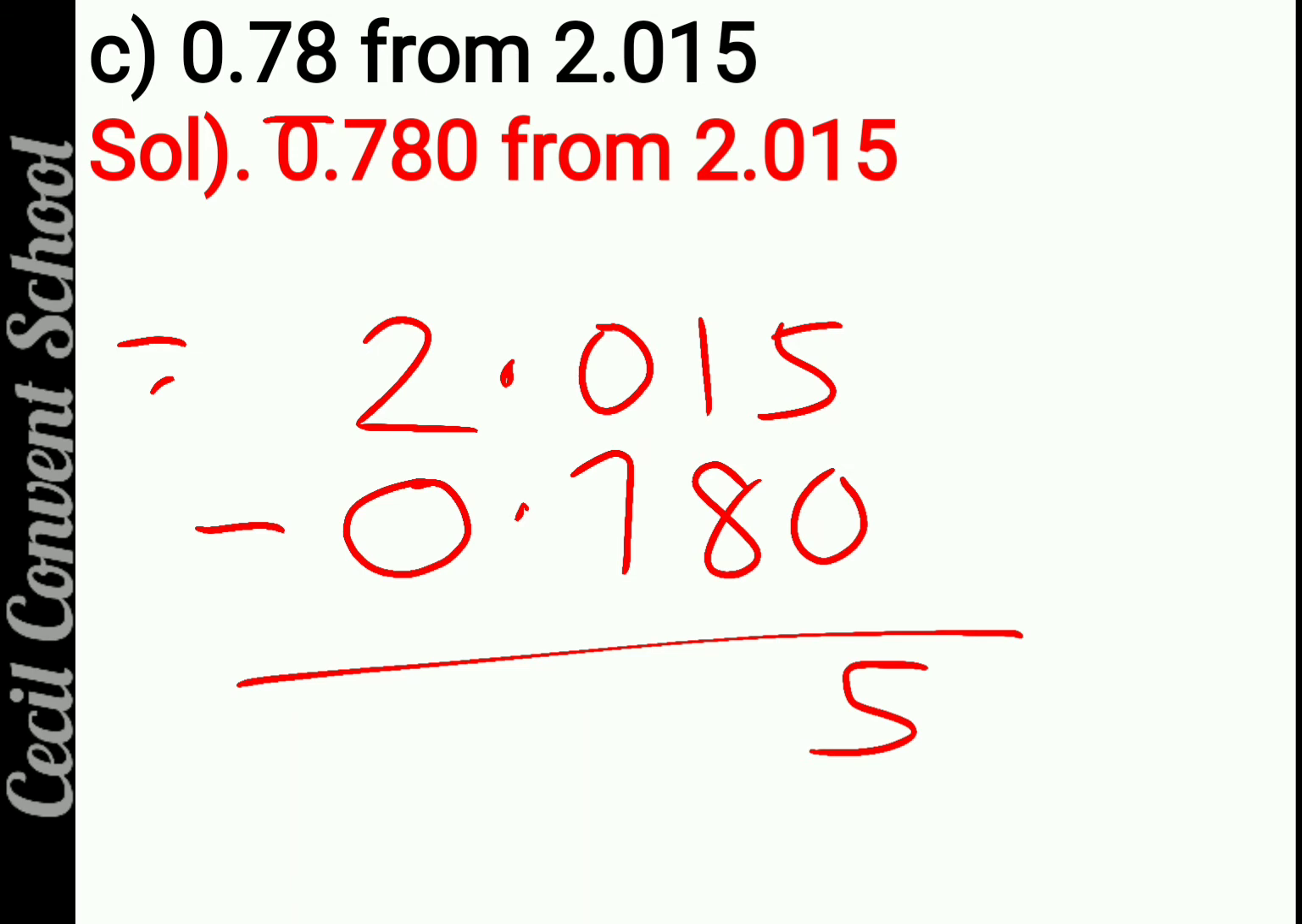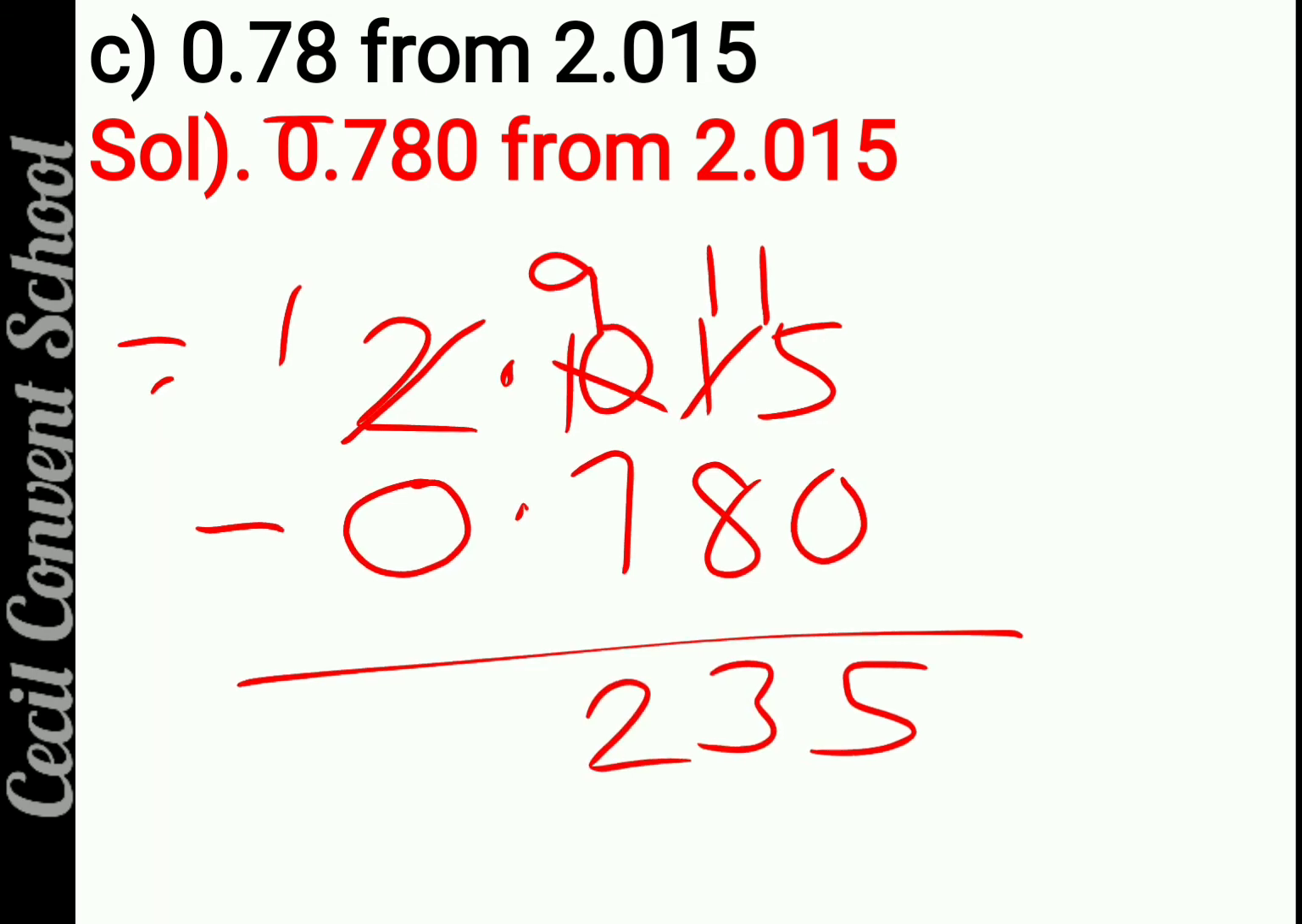From 1 you can't minus 8. 1 will borrow from 0, but it is already empty. What I do, I take from 2. 2 becomes 1. It becomes 10. 10 becomes 9. Now it will be able to give to the next number. So now it becomes 11. 11 minus 8 is 3. So it comes 3. 9 minus 7 is 2. Point. 1 minus 0 is 1. So the answer is 1.235. Clear? Now we do D part.